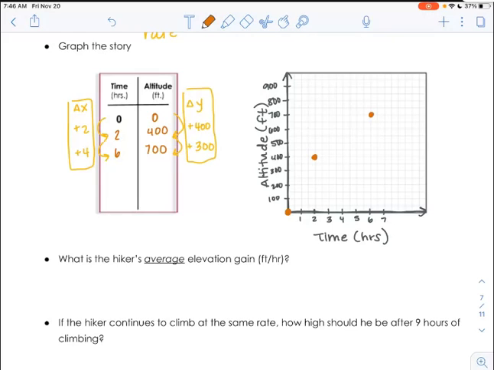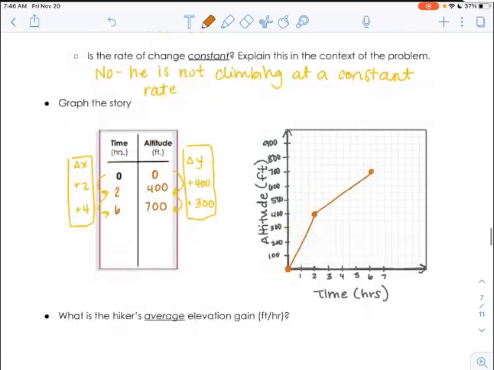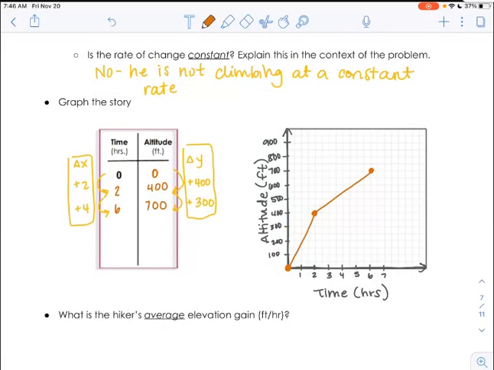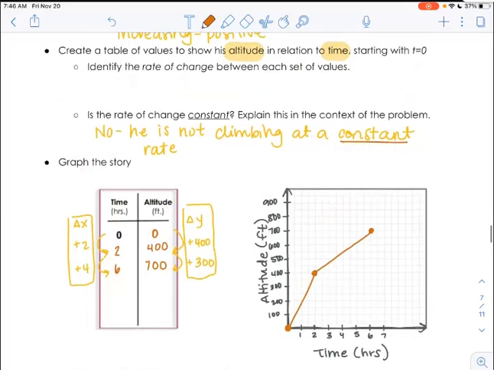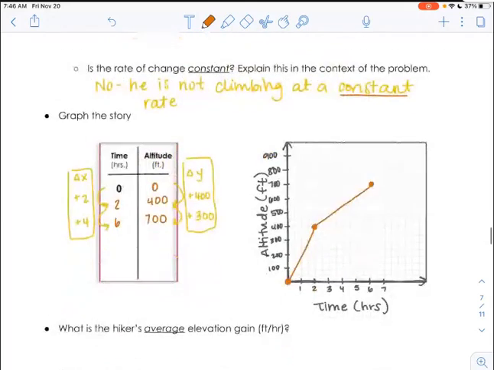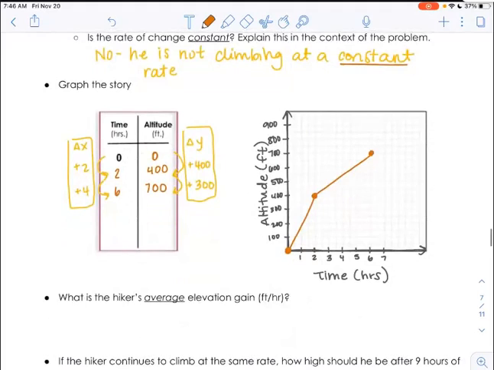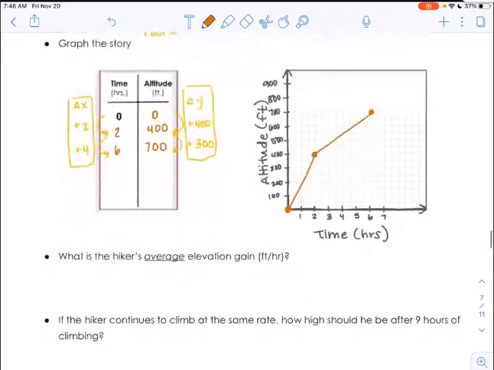All right, if I were to connect these, I would see that, yes, this is not a constant rate. It's not a straight line. But my original idea that this would be increasing is true. It is moving in an upward direction. So let's move on to the next prompt.